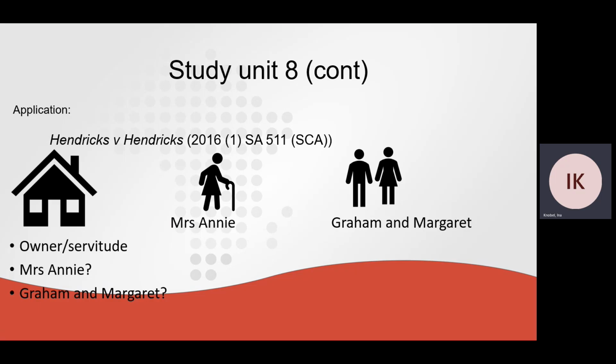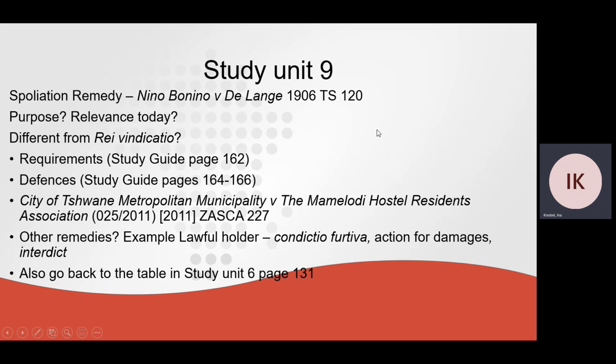Are you busy with ownership? Are you busy with possession and holdership? Are you busy with servitudes, real security? What are you busy with? Now, if we get to study unit 9, we're talking about the remedies that you can use to protect possession and holdership. The most important remedy there, of course, is the spoliation remedy.